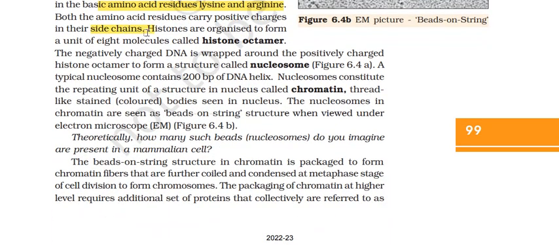Histones are organized to form a unit of 8 molecules called histone octamer. ठीक है, histone किस में convert हो जाएगा? Histone octamer में. ठीक. The negatively charged DNA is wrapped around the positively charged histone octamer to form a structure called a nucleosome. अब क्या है, हमारे पास positively charged histone octamer आ गया, उसके इर्द गिर्द किसने खुद को wrap किया? DNA ने, जो था negatively charged, और क्या बनाया? Nucleosome बनाया. A typical nucleosome contains 200 base pairs of DNA helix. Again very important. हाँ, एक nucleosome में 200 base pairs होंगे.